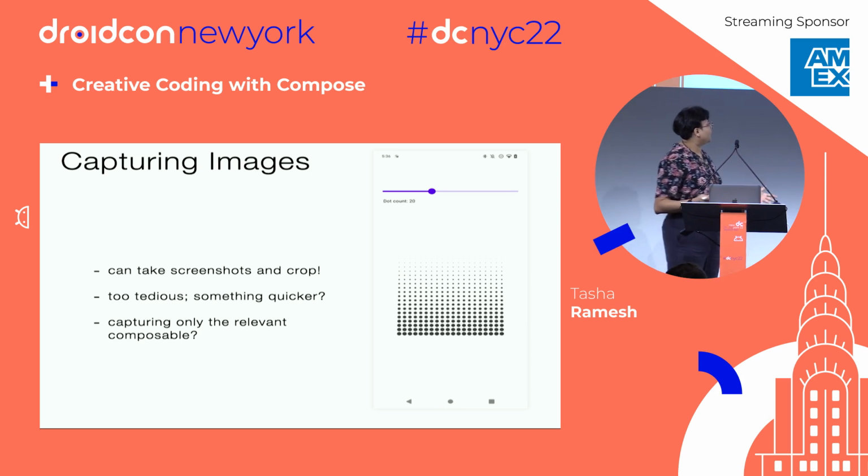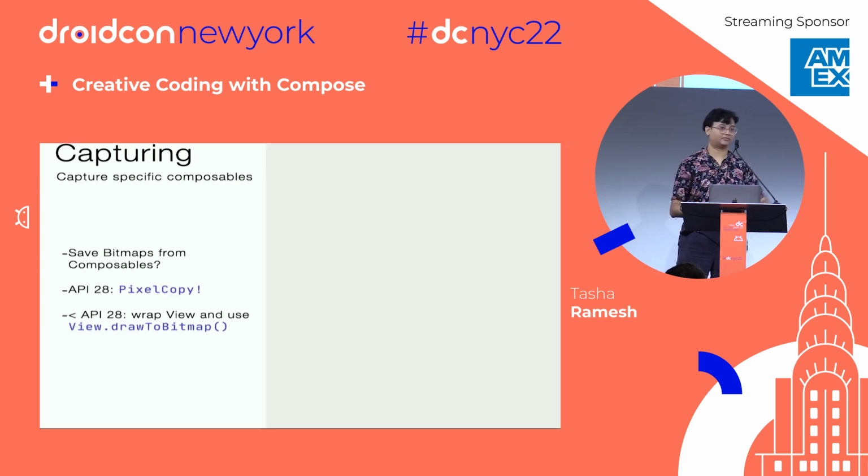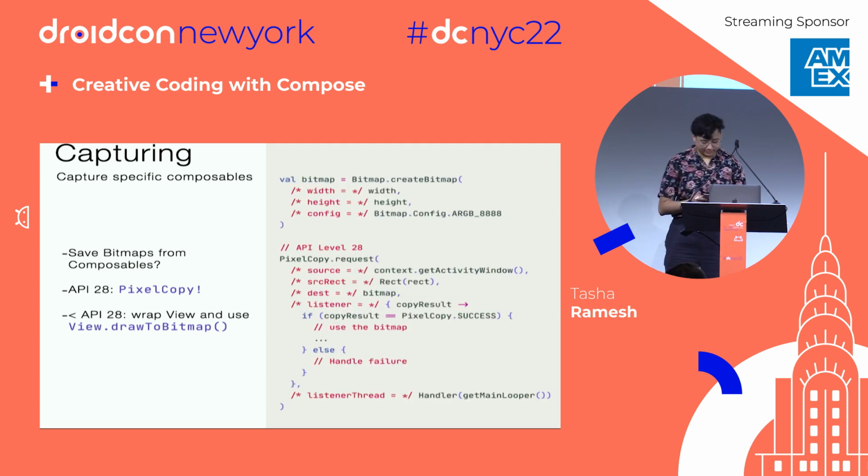And I was kind of looking for a way in which I could just capture the relevant portion of the composable with the padding and everything included. And that brought me to a function starting in API 28 called pixel copy. So pixel copy allows you to copy pixels from a given rect in your window into a bitmap.